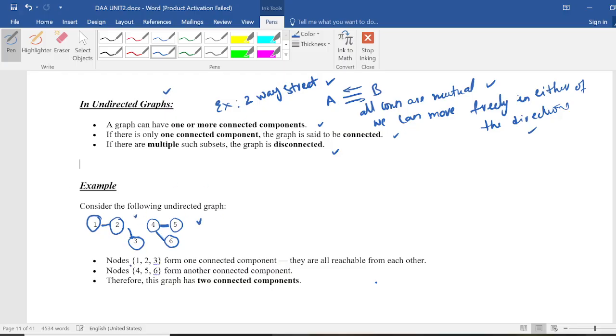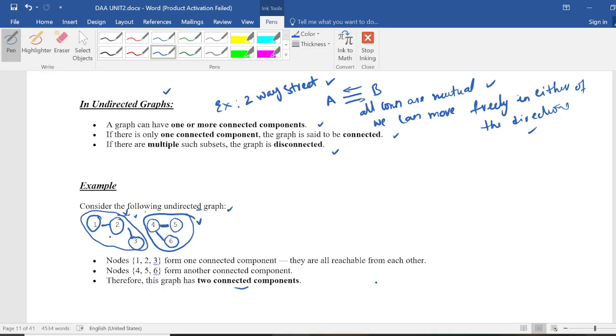like a two-way street. So nodes 1, 2, 3 form a connected component. This is one connected component and they are all reachable from each other. As per the principle of connected components, each node is reachable from the other nodes. These are fully connected inside, but not connected with the nodes of the other component. 4, 5, 6 form another connected component. Therefore, this graph has two connected components. This one example shows both connected components and an undirected graph.